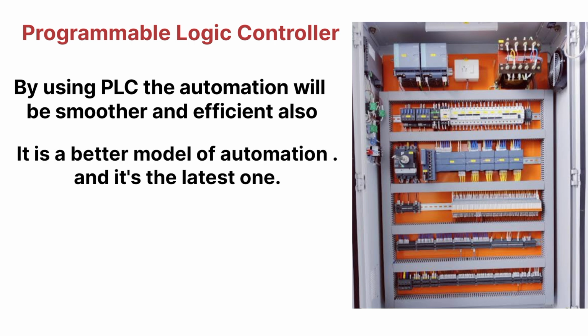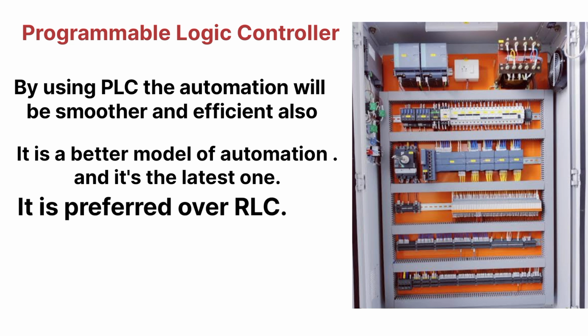So for automation in industries, we prefer to use the PLC in place of RLC because RLC is very complicated to design, and that's the old model way of automation. So that's a big problem in case of RLC. That's why we are using the PLC for automation in the industries. So this is all about the basic concept of PLC and RLC.